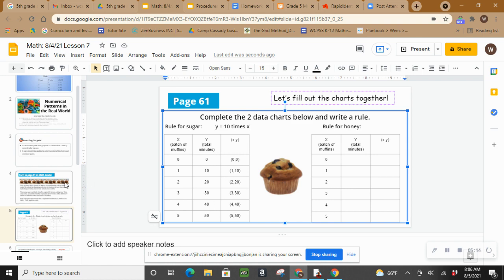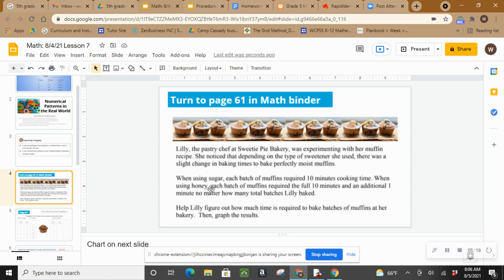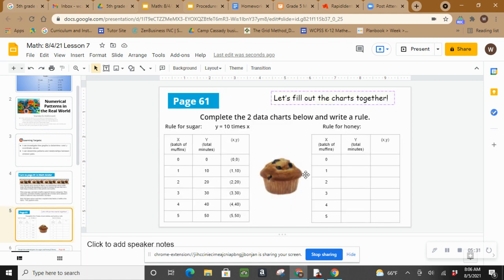All right, let's go back and read for honey. Always go back and read just to make sure you get them right. So it says, when using honey, each batch of muffins required the full 10 minutes and an additional 1 minute, no matter how many total batches Lily baked.